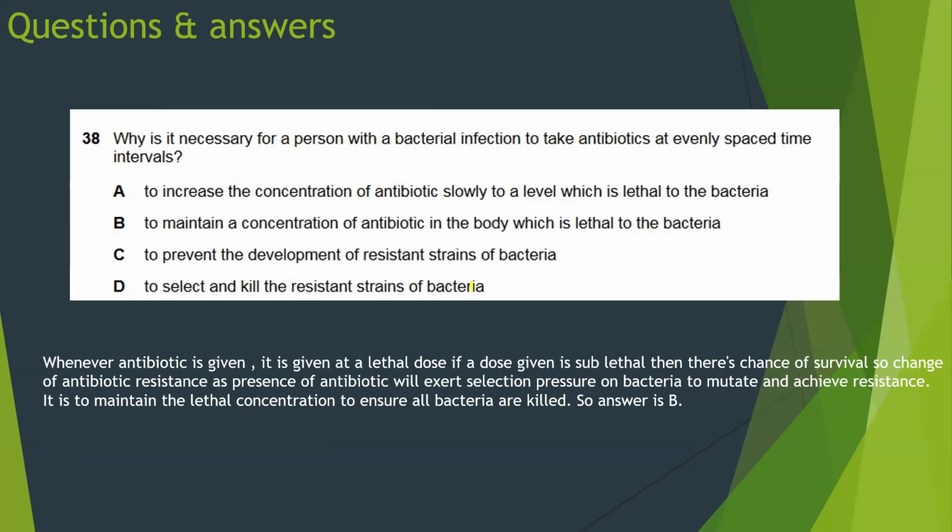As we discussed, whenever we give antibiotics, it's usually at a lethal dose or to maintain a lethal dose, because we don't want to give or maintain a sublethal dose. When we maintain a sublethal dose, there's a chance of survival of the bacterium. If they survive, there's selection pressure on them. If there's selection pressure on them, there's a chance that they will mutate. And if they mutate, they can achieve resistance. So the best answer for this would be to maintain a concentration which is lethal to the bacteria. So the answer would be B.